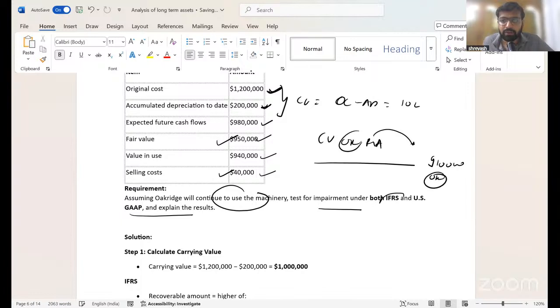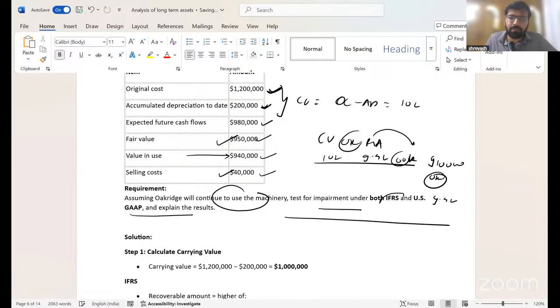Or value in use. Value in use is present value of future cash flows. Present value is 9 lakh 40,000, so it comes to 9.4 lakhs. Ultimately, recoverable amount will be 9 lakh 40,000, the higher of the two. Carrying value is how much? 10 lakhs. That means the asset has been impaired by 60,000.